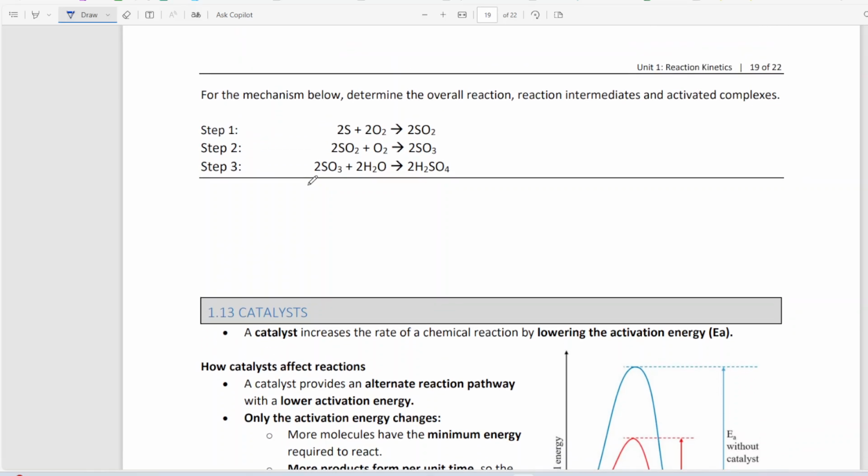So the first thing we're going to do is just practice one simple reaction mechanism where we come up with the overall reaction and we identify any reaction intermediates and all of the activated complexes. So the first thing I'm going to do is go through and cancel out any species that are on the left and the right. So I'm going to look first at this S on the left. There is no S on the right, so it doesn't cancel out. I've got these two O2s on the left. There's no O2s on the right, so nothing's going to cancel out. I have this SO2 on the left and an SO2 on the right, so I have two of them, and each of them are going to cancel out.